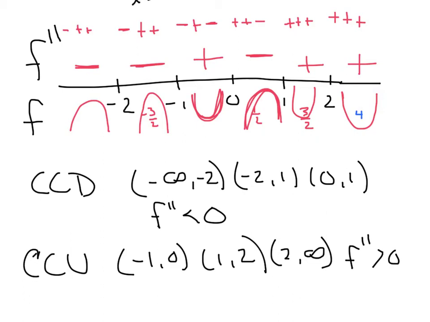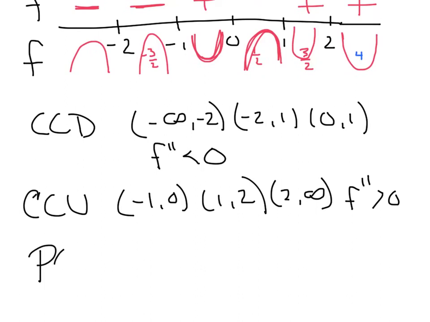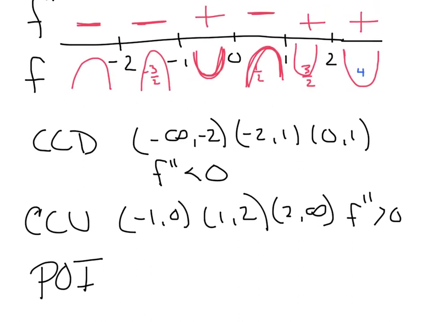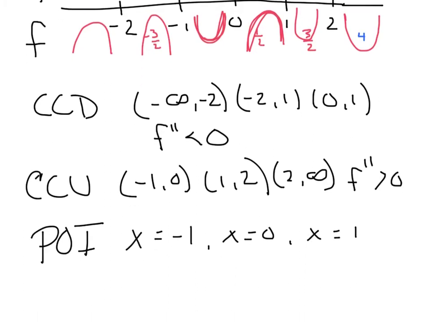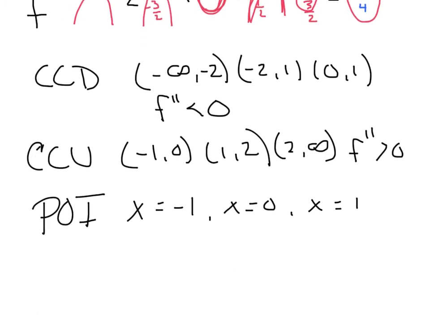That's a critical point. And let's see, points of inflection. All right, do I have any points of inflection? Well, I think I do. Not everybody is. Negative 1 is, because I went from negative to positive, positive to negative, and negative to positive. So I think I have 3. At x equals negative 1, x equals 0, and x equals positive 1. And remember, my justification for points of inflection is f double prime changes signs.